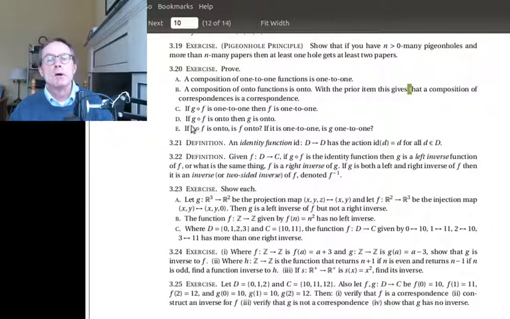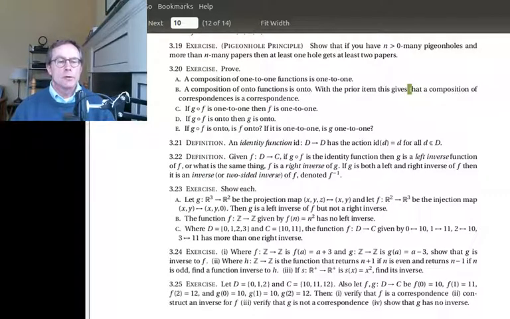Okay, so here we go. I'm going to start in with question 3.20D, and I'm going to try just doing this on a piece of paper and seeing how it goes. 3.20D says if the composition of G and F is onto, then G must be onto. So let's have a whack.